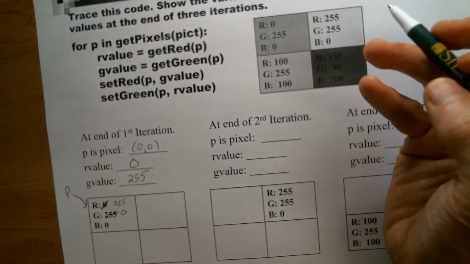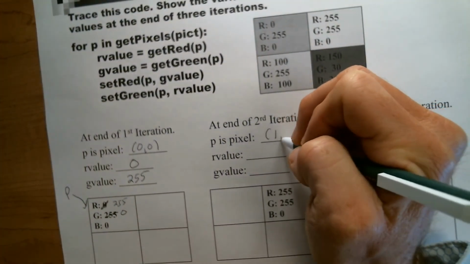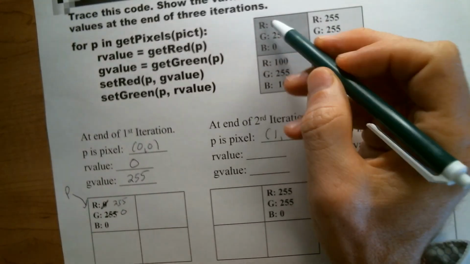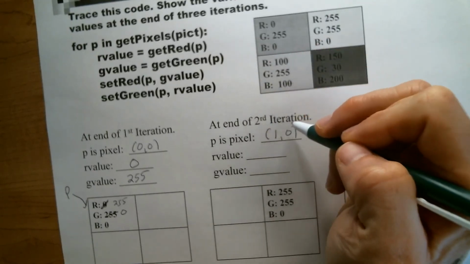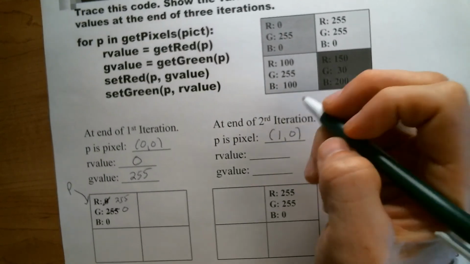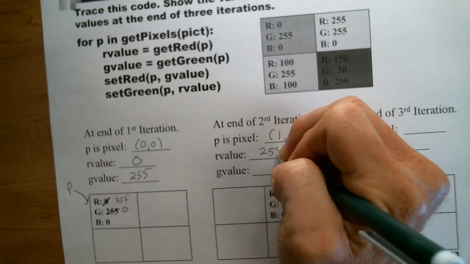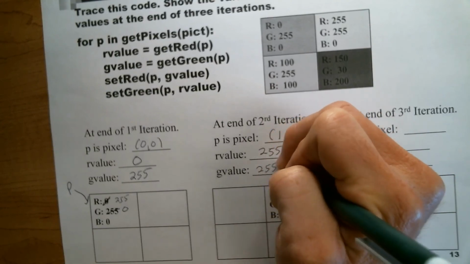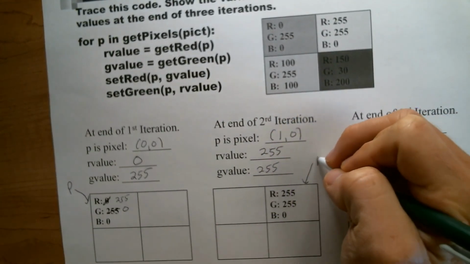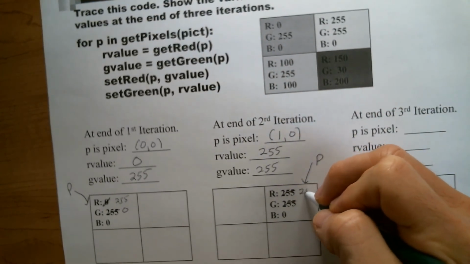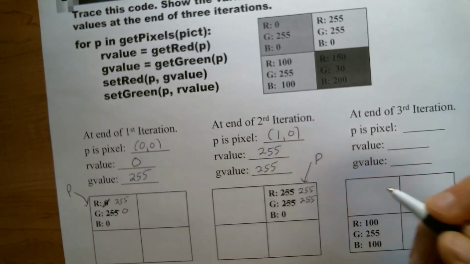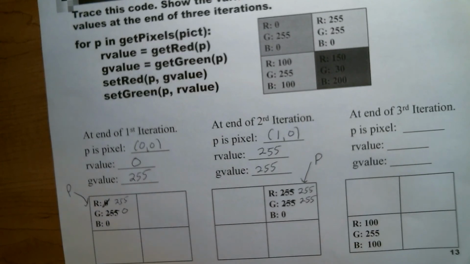If we go to the second iteration, this is 1, 0, because we're going over, not down. We go over first, so that means the X has increased, the Y has stayed the same. So the R value is going to be 255. The green value is going to be 255. P is assigned to this block right here. Now, these were reset to the same exact value, so nothing has changed. But we did execute code that changed the 255 to 255, and the 255 to 255.